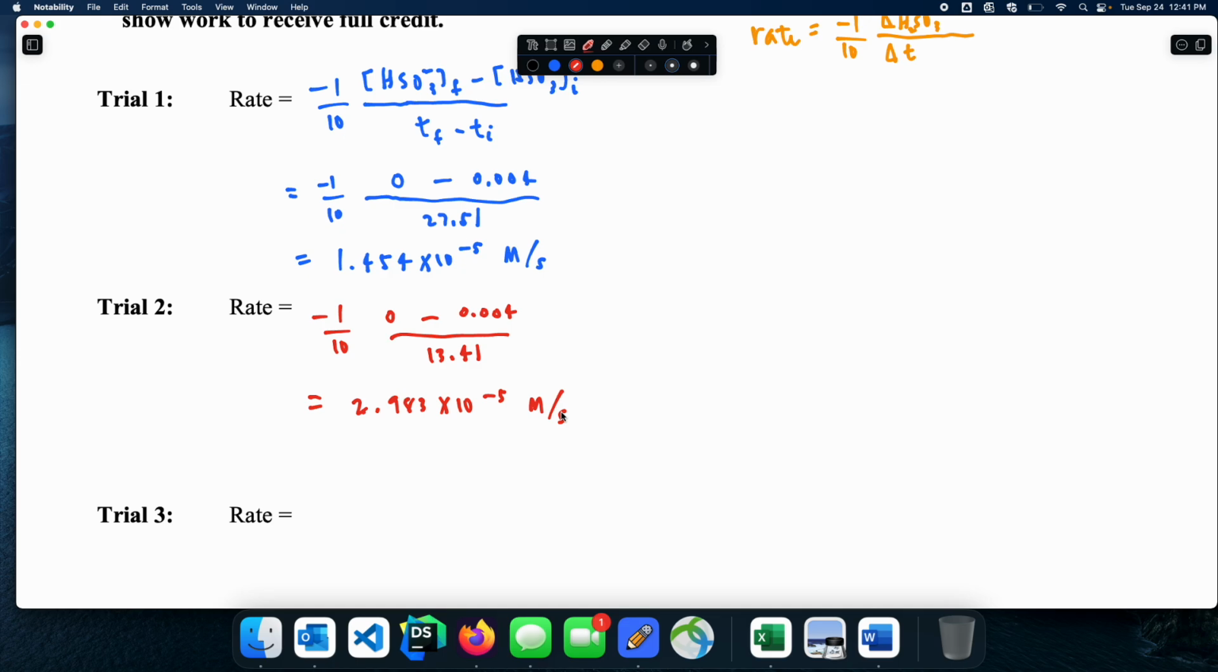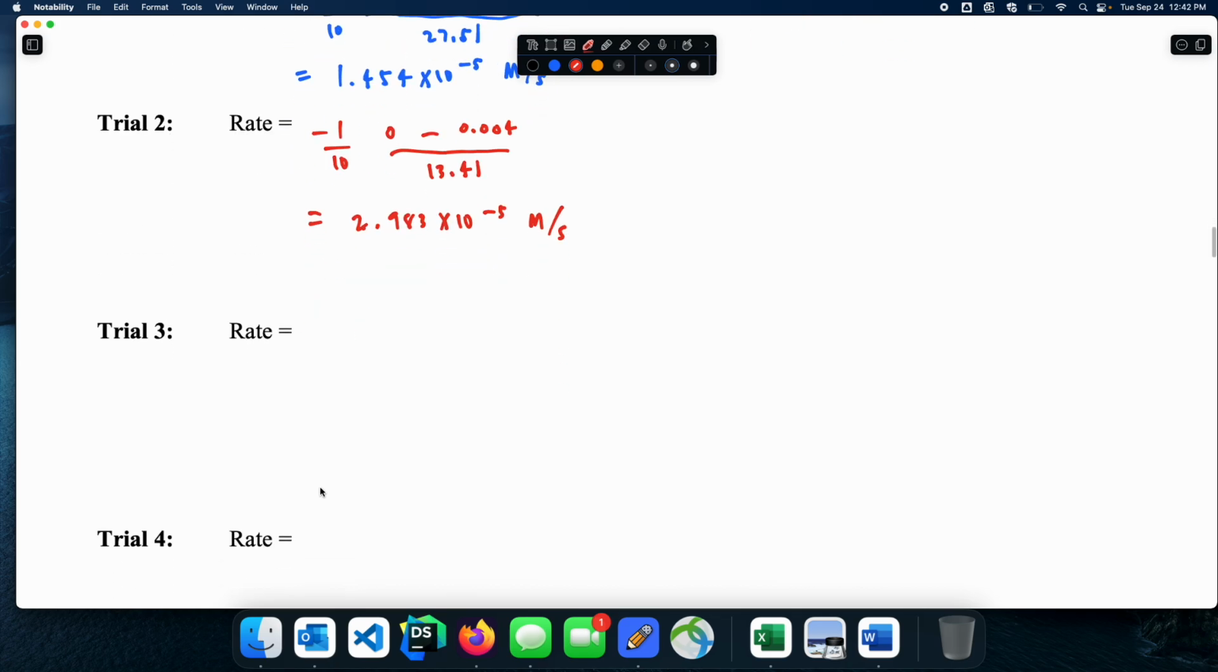Wow. This is cool. This is about 1.5 times 10 to the negative 5, and this is about 3.0. You see how it doubled? Cool. All right. Awesome. Okay, let's do the next one.